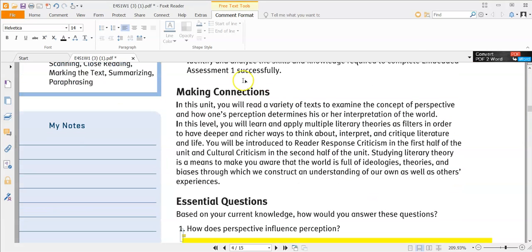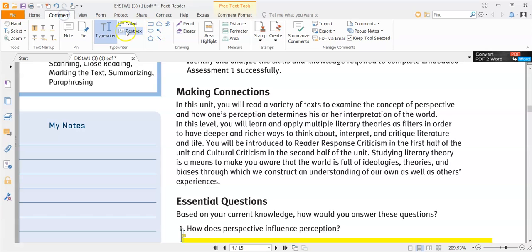So, making connections. I'm going to get my highlight tool ready. In this unit, you will read a variety of texts to examine the concept of perspective and how one's perception determines his or her interpretation of the world. In this level, you will learn and apply multiple learning theories as filters in order to have deeper and richer ways to think about, interpret, and critique literature and life. You will be introduced to reader response criticism in the first half of the unit and cultural criticism in the second half of the unit.